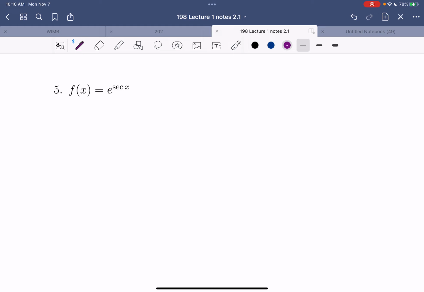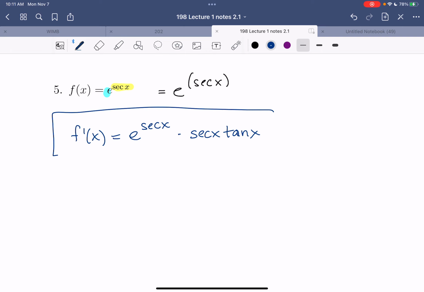All right, number 5, e to the secant x. So there's nothing to simplify here, so we're just going to jump in. We know that the inside function is our exponent and our e is the outside function, right? If you're not sure, it looks like this. And so when you go to take your derivative, you're taking the derivative of the blue part first, of the e. So that's just e to whatever I have, times the derivative of what's inside, so times the derivative of the yellow, and that's secant x tangent x, and that's my answer here.